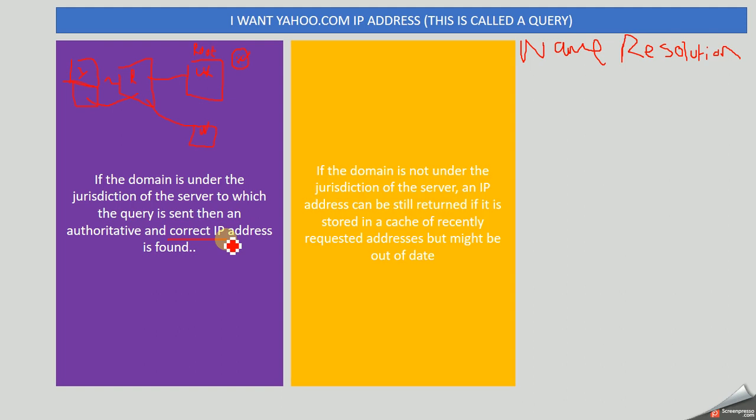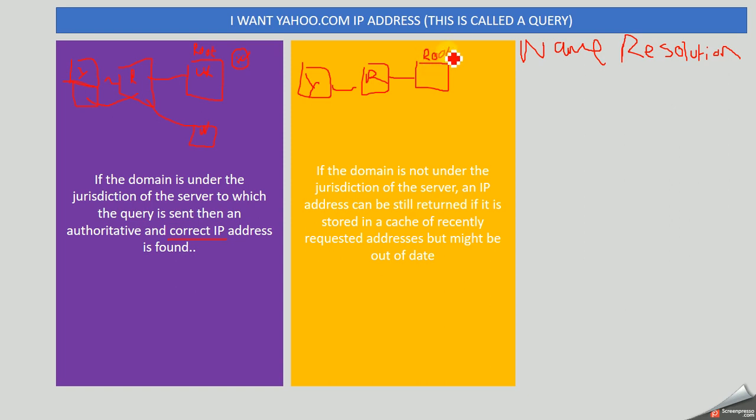The second, we have our scenario again. We type in Yahoo. It then goes to the resolver. The resolver's like, I don't know about it at all. Then it goes to the root. For example, the root's like, uh-oh, this is out of my jurisdiction.